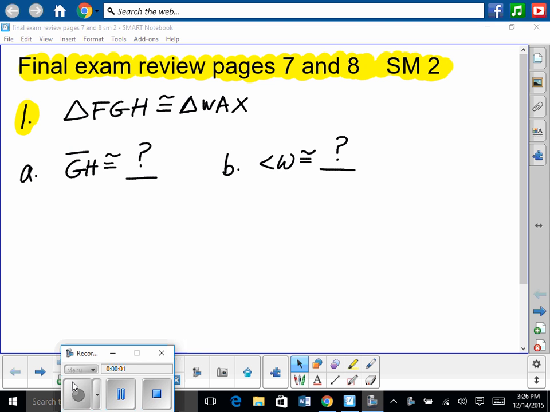Okay, so here's the final exam review for pages 7 and 8 for secondary math 2. So on number 1 on page 7, it says, if triangle FGH is congruent to triangle WAX, we're going to fill in these congruent statements.